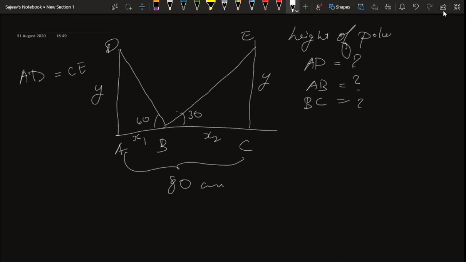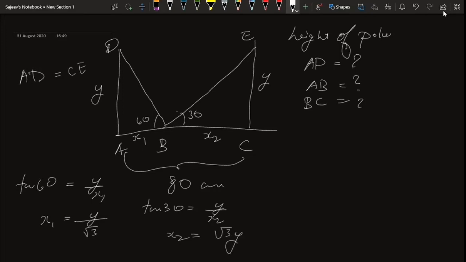Let me look at triangle ADB. In triangle ADB, what is tan 60? Tan 60 is Y by X1, and tan 60 is root 3. So I can write X1 as Y by root 3. And in triangle BCE, tan 30 is Y by X2, so X2 is Y by 1 by root 3, which is root 3 Y. The root 3 goes up.